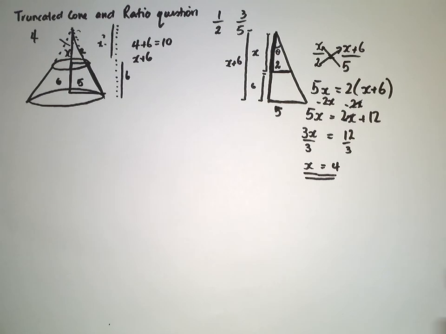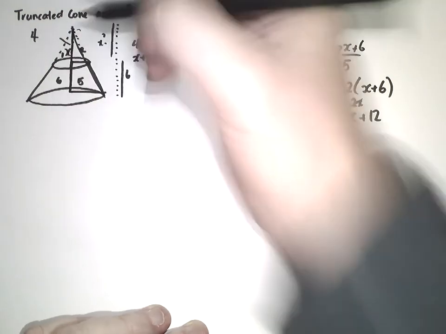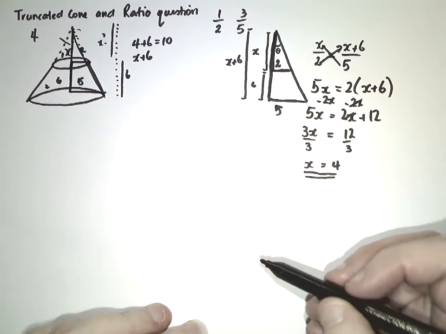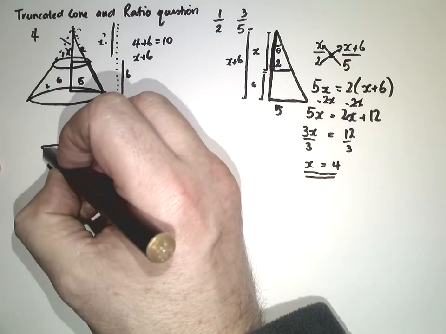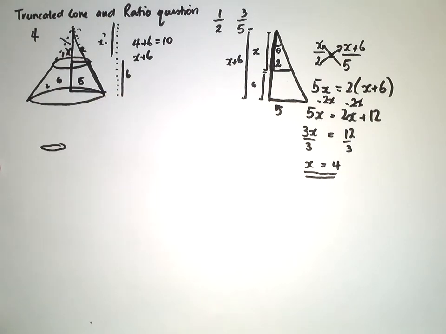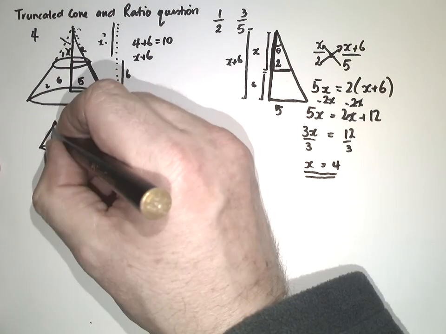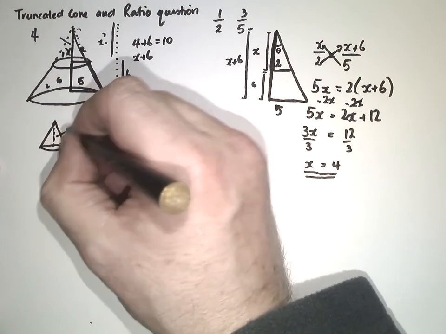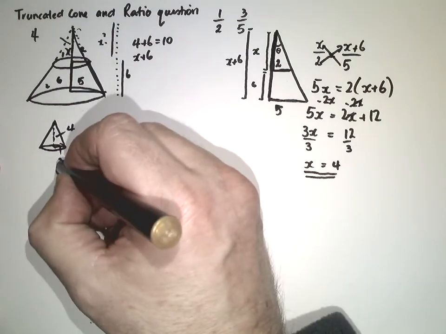So now that I've worked those things out, I can start doing my volume. What I'm going to do is call this shape up the top shape 1, and I'm going to call the whole cone shape 2. I usually like to redraw my shapes, just so that I've got everything in the right place. So here we go. I know that that's 4. And I know that this here is 2.